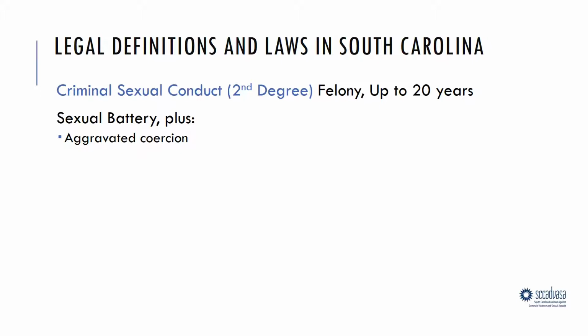Criminal sexual conduct in the second degree is a felony for which offenders can face up to 20 years. It is the underlying definition of sexual battery plus aggravated coercion. This means that the actor threatens to use force or violence of a high and aggravated nature to overcome the victim or another person, if the victim reasonably believes that the actor has the present ability to carry out the threat, or threatens to retaliate in the future by the infliction of physical harm, kidnapping, or extortion under circumstances of aggravation against the victim or any other person.